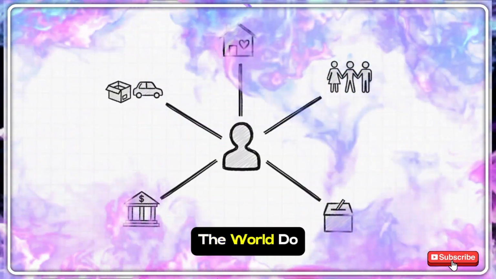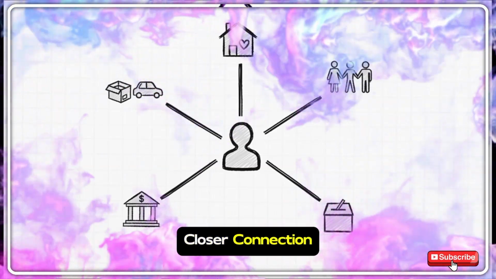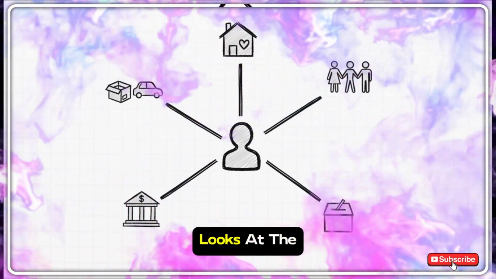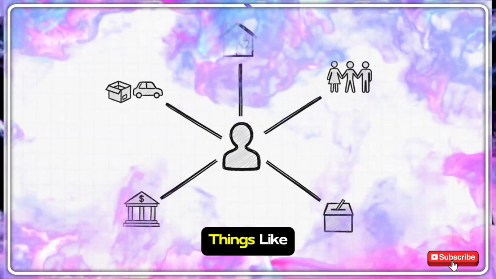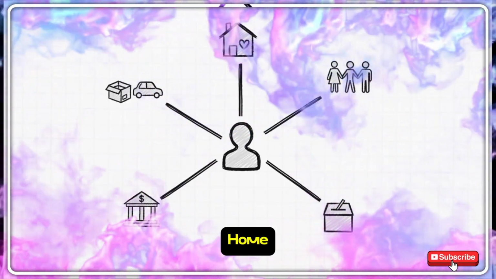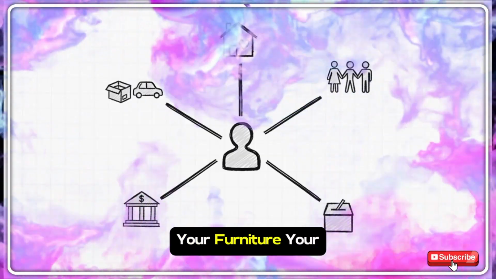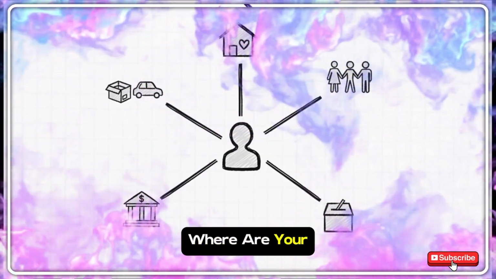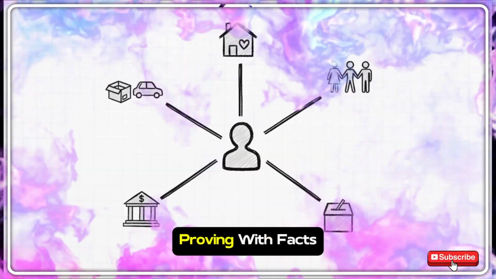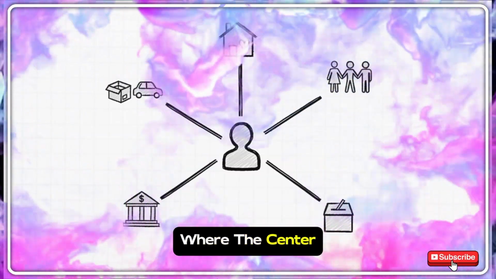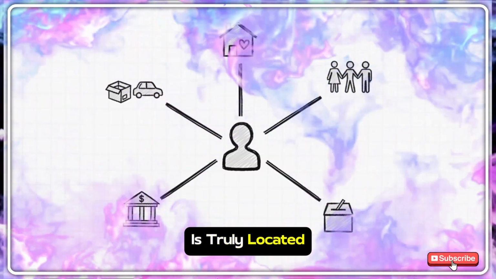So how in the world do you prove a closer connection? Well, the IRS looks at the whole picture. They're going to ask things like, where's your permanent home? Where does your family live? Where are your personal belongings, your furniture, your cars? Where are your bank accounts? It's all about proving with facts where the center of your life is truly located.